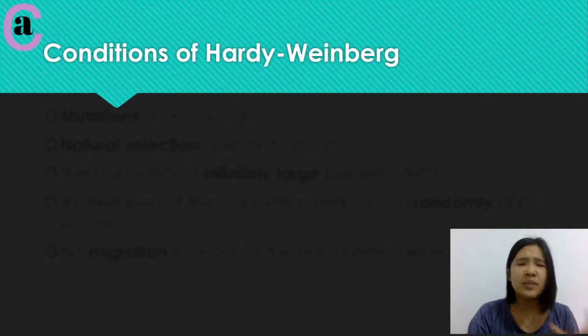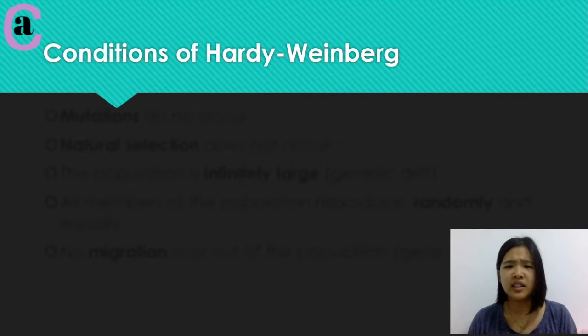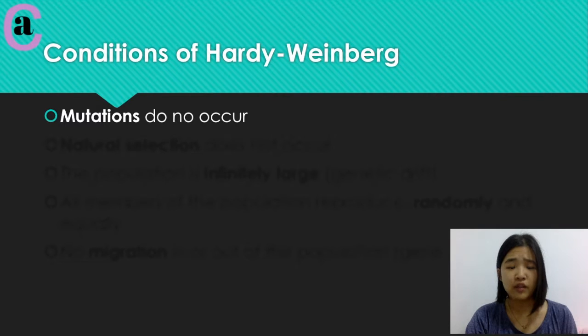Sometimes you'll see this listed in a different way. Sometimes you'll see them say that there are 7 conditions or 5 conditions, or you'll see a lot of them combined. It's a little bit confusing, but the main ideas are always the same, and these are those ideas. First off, mutations do not occur. So there are no mutations that just randomly come up in the gene pool.